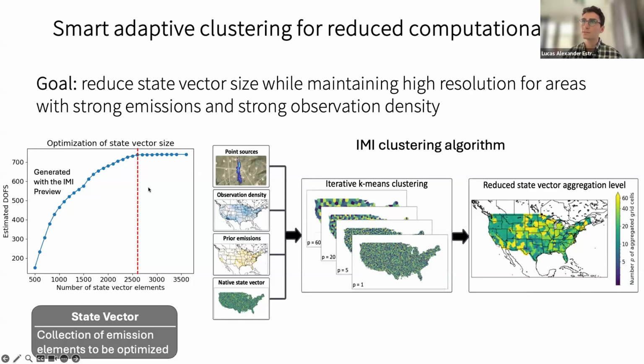And we can optimize the state vector size by running it through the IMI preview at multiple different resolutions. So on the x-axis, we have the number of state vector elements that we're using. And on the y-axis, we have the estimated DOFs, so how well we're able to constrain our emissions. And you can see that as we increase the number of state vector elements, we're getting higher information content, which is what we would expect. But at a certain point, we start to level off. And at that point, we really don't need higher resolution. And so that would be the point that you would specify in your inversion as your desired state vector size when we have a leveling off of information content.